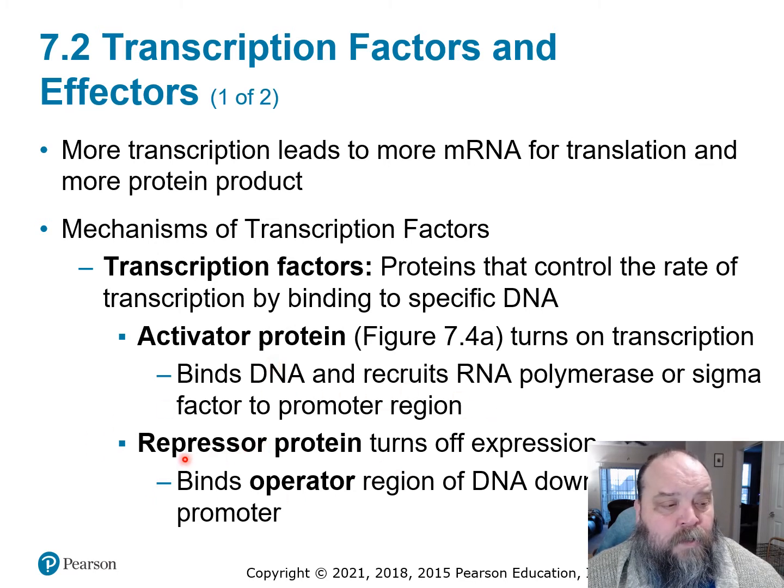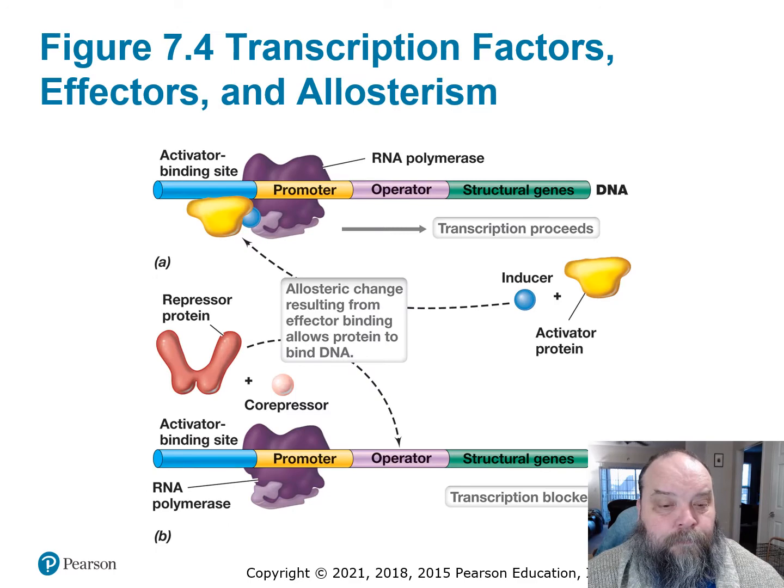The repressor proteins do the exact opposite. They bind, they mask promoters. They bind and interfere with other factors binding, sigma factors or anything else. They interfere with polymerase being able to bind and be positioned correctly. So when you look at what is happening with these transcription factors and effectors, a lot of it's allosteric interactions.